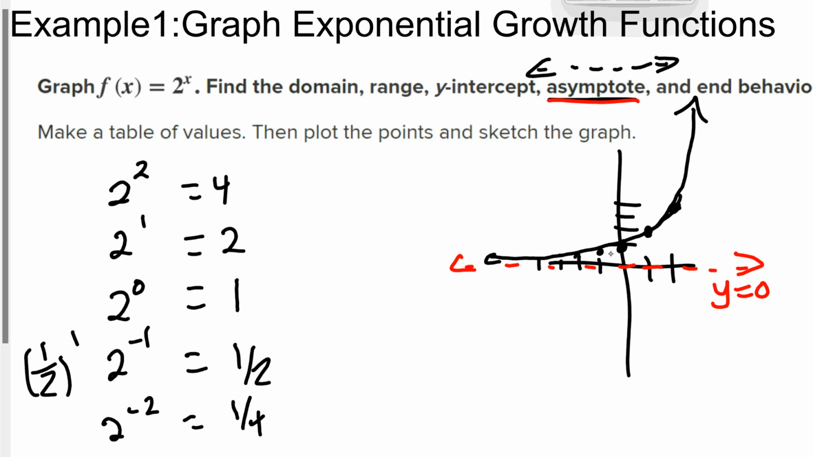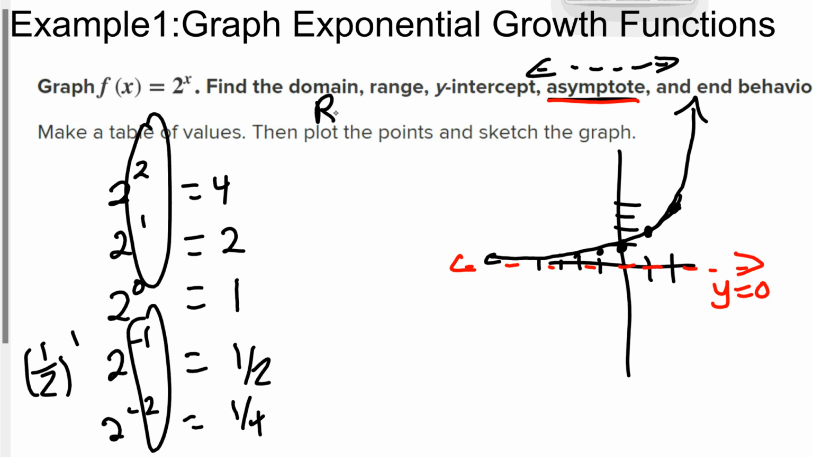So what can I plug in for x? Can I plug in any positive number and any negative number? So my domain is all real numbers. Well, I notice that my y values are above 0, right? And I keep going up. So my range is y's are everything above 0, not including 0, because I don't actually touch 0. Y-intercept, it looks like I cross right there at (0, 1). Our asymptote we said was y equals 0. We don't cross that.